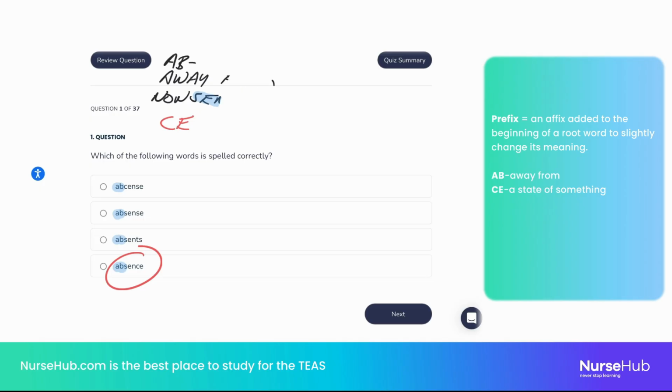So we can go ahead and erase everything. We're already sort of flying here. That was a tricky one to start with because it is one where you're just going to have to study those unique spelling rules to really get you going. That one is absence, and we'll move on to question number 2.